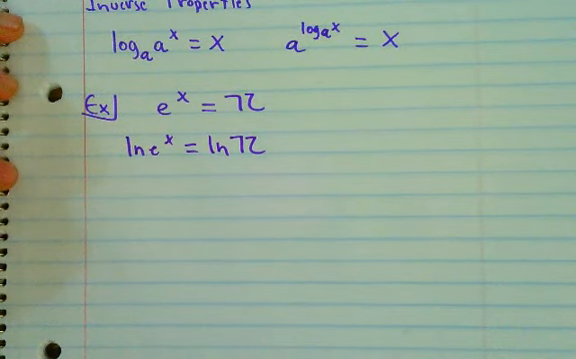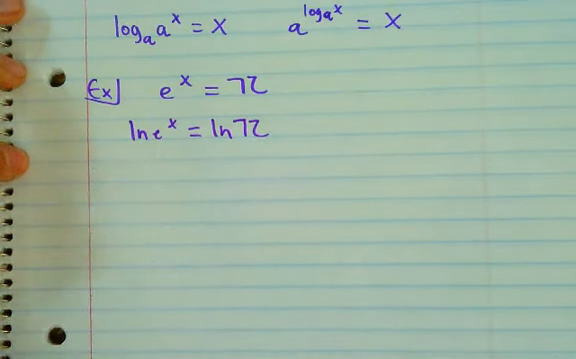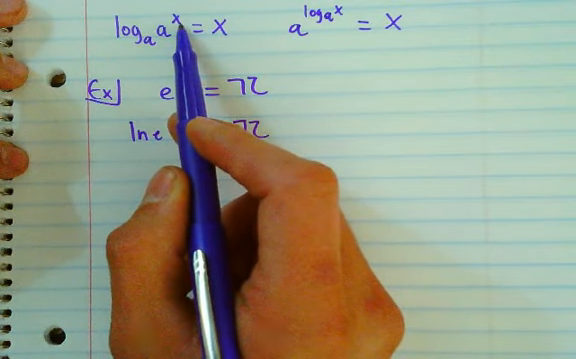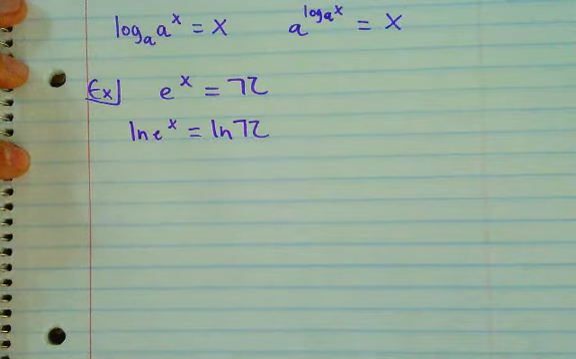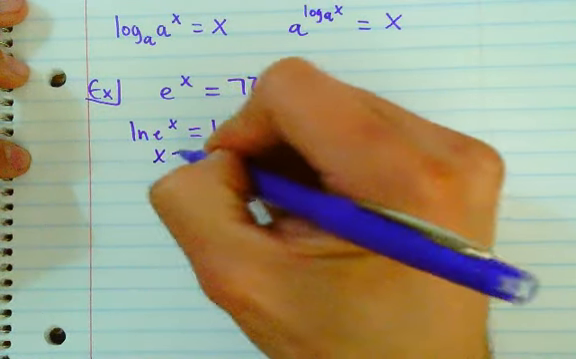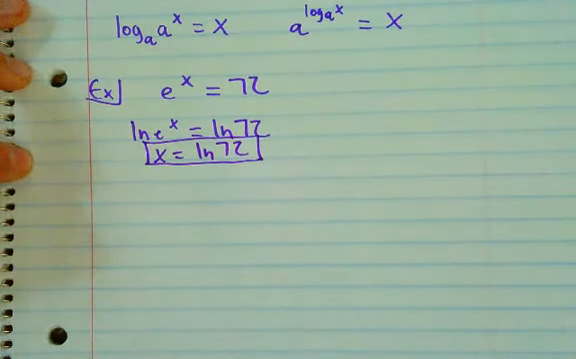Okay? On the left-hand side, this is the inverse property because natural log has what base? So when you have the bases matching the base, you're just left with whatever you're taking the logarithm of, which in this case is the power, which is x equals natural log 72, and you would be done. That would be using the properties.